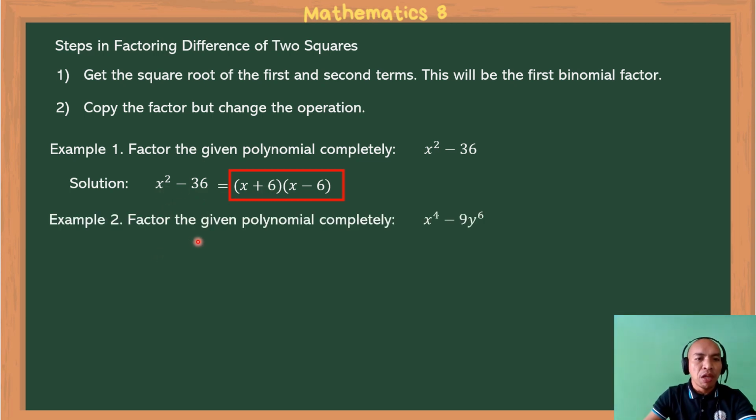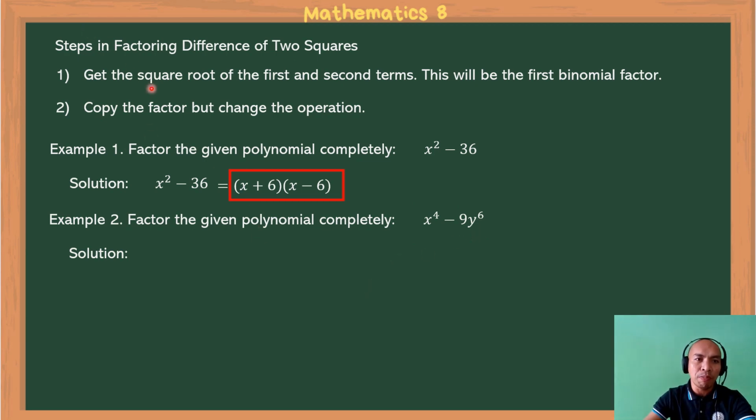Example number 2. Factor the given polynomial x to the power of 4 minus 9y to the power of 6. Again, we have to check whether these two terms, with a difference between them, are both perfect squares. The exponent of x is 4, divisible by 2. The exponent of y is 6, which is also divisible by 2. So the variables x and y are perfect squares. How about the constants? The coefficient of x is 1, which is a perfect square, and 9 is also a perfect square. Therefore, this expression is a difference of two squares.